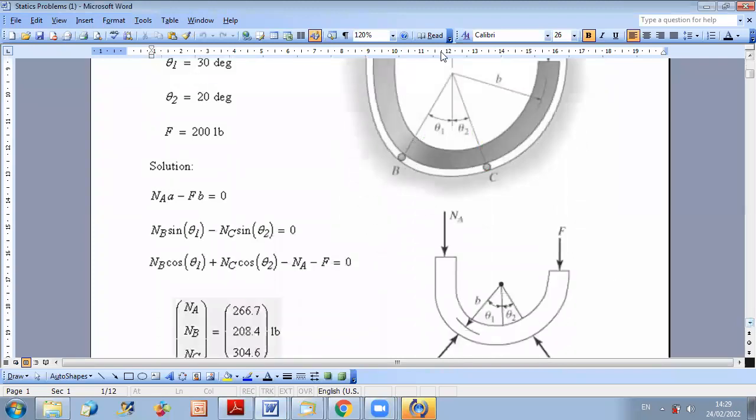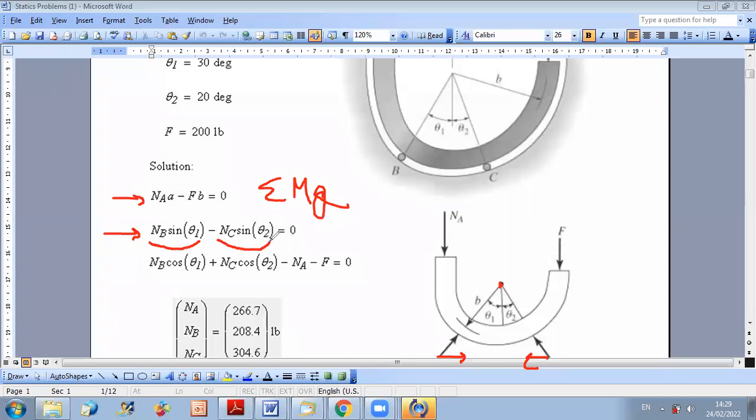So as you can see, this is the first relation of sum of moments about O. You can see the free body diagram here, okay? You have the moment of RA and F about this point. Then you move to projecting on X direction. Along X, as we said, you have the positive projection of RB and the negative projection of RC. So it's plus RB sine theta 1 minus RC sine theta 2.